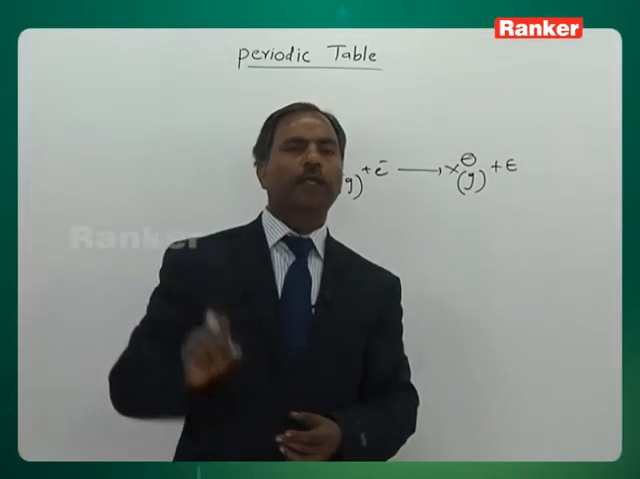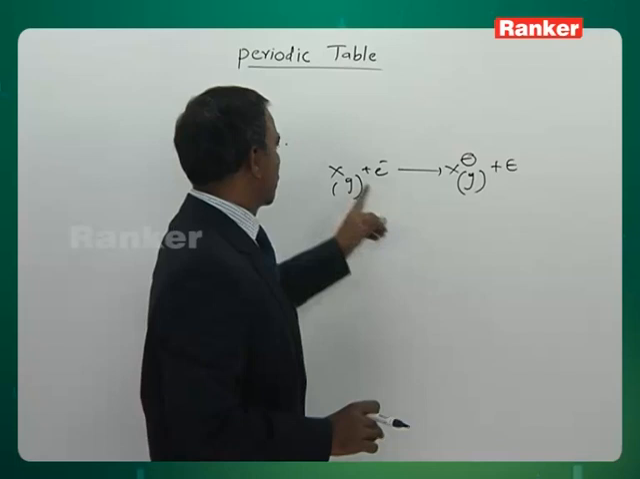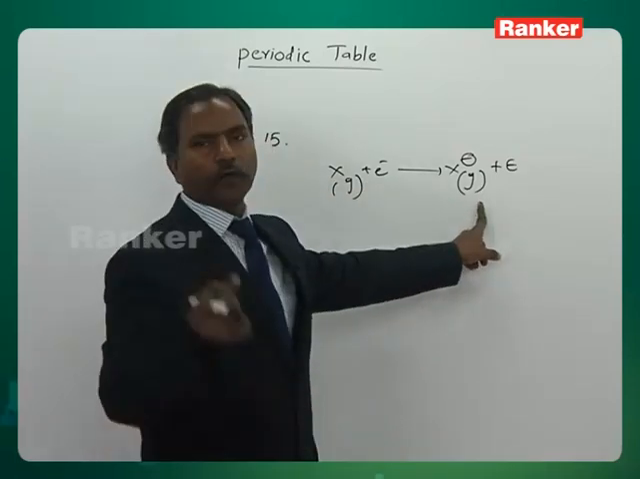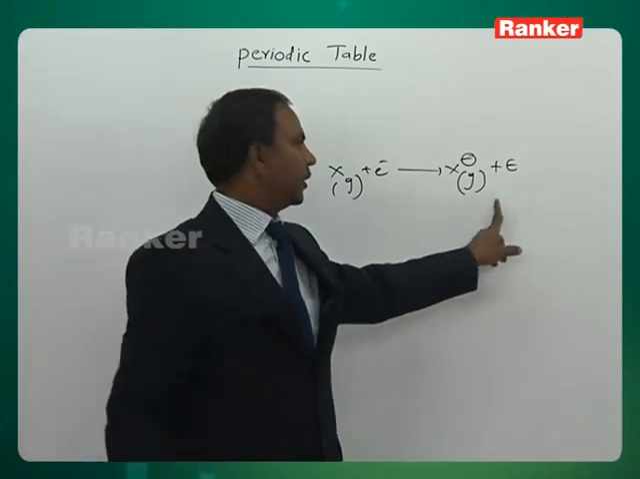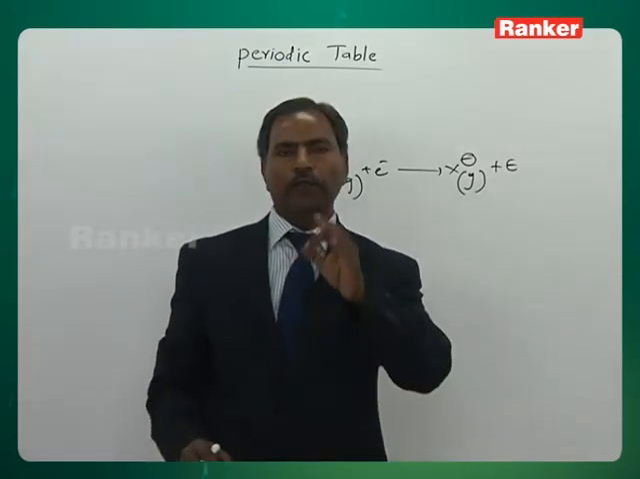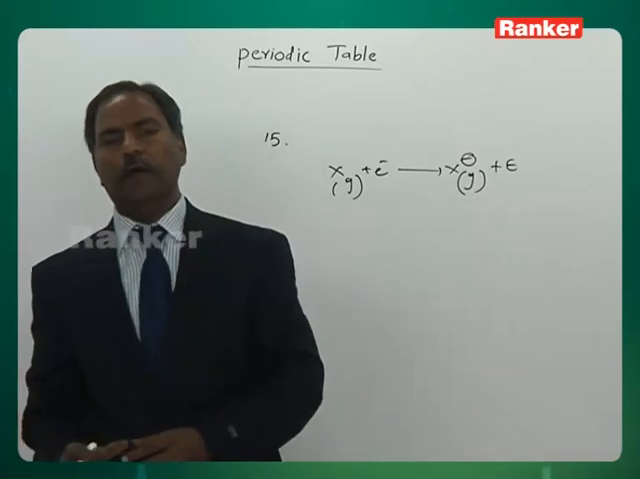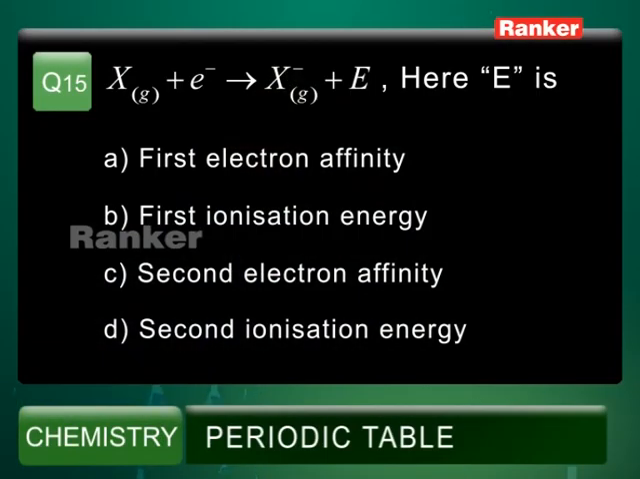X is becoming simply X minus. This is what? A neutral atom is gaining what? One electron, only one unit of negative charge. Therefore, you are adding only a single electron. The energy liberated will be only the first electron affinity we can call. Therefore, question number 15, answer is A.